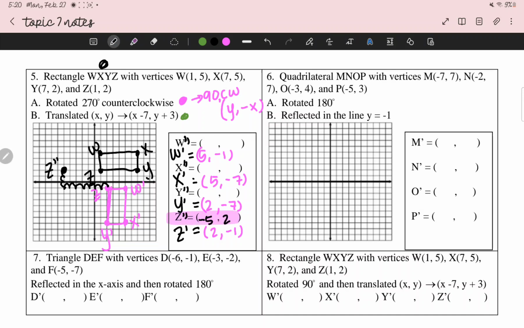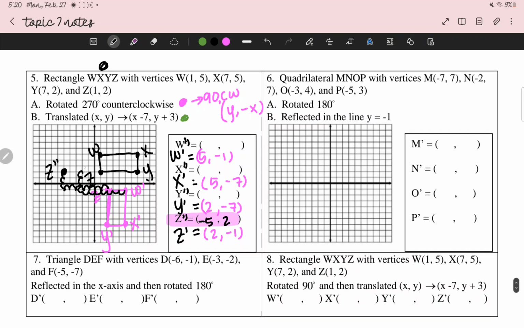The next one, keep going. 7 left. 1, 2, 3, 4, 5, 6, 7, and 3 up. 1, 2, 3. That's going to be my W prime prime, and that is -2, 2. Done with that. Next, we've got the Y. 7 over, 1, 2, 3, 4, 5, and up 3. 1, 2, 3. Okay, that is -5, -4.